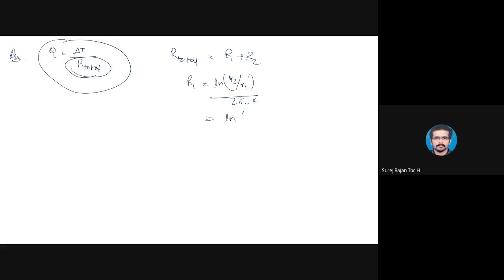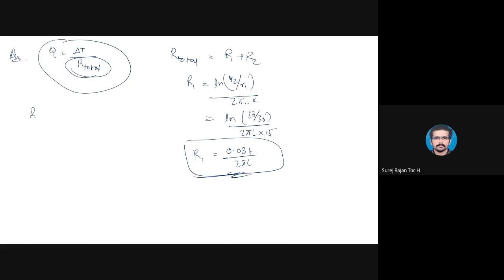So that is ln of 50 divided by 30, divided by 2 pi L into 15, where 15 is the thermal conductivity. So the answer is 0.034 divided by 2 pi L. So R1 is equal to 0.034 divided by 2 pi L. The first resistance, the conduction resistance, is 0.034 divided by 2 pi L.